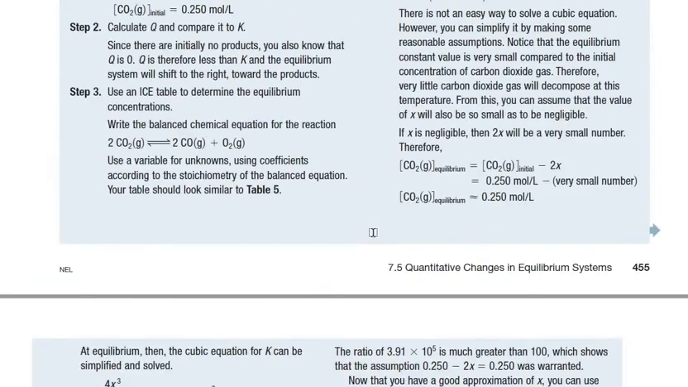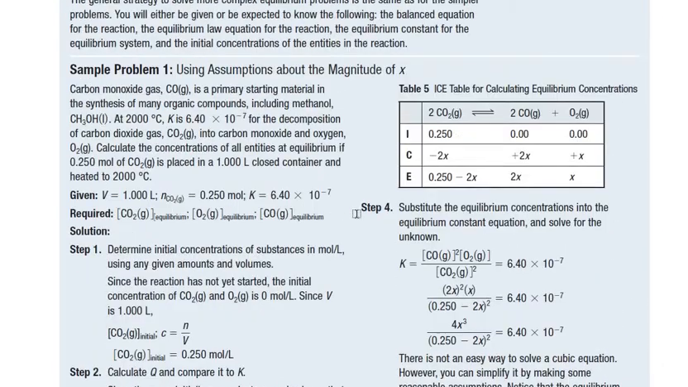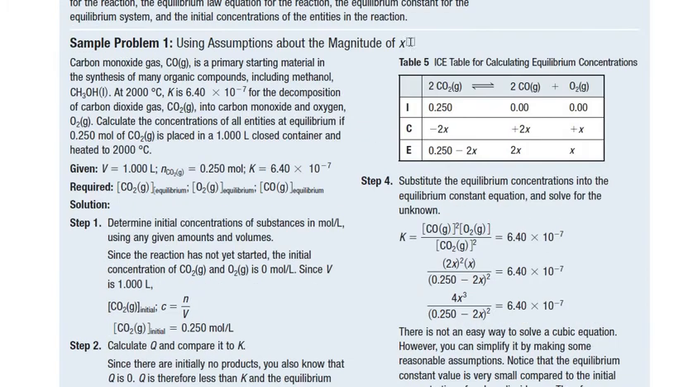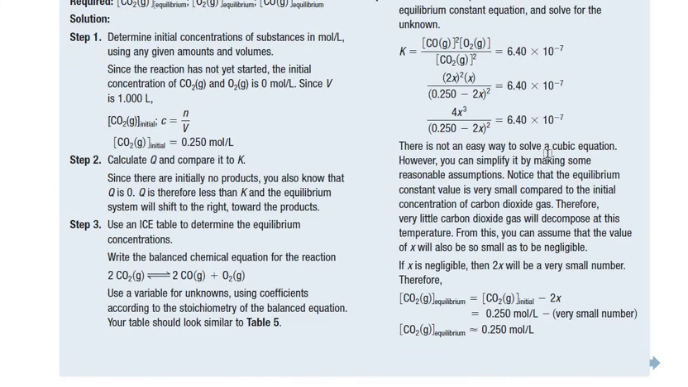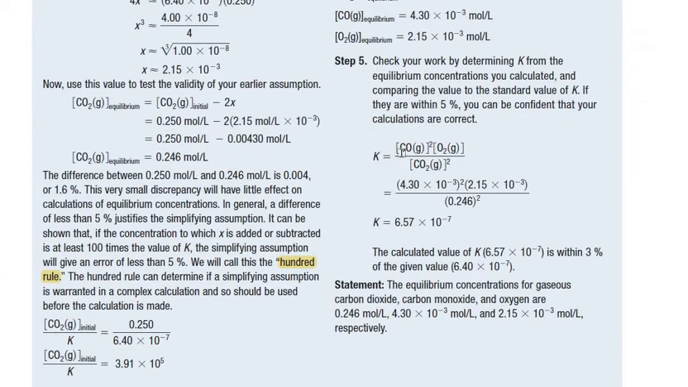If we go back to the reaction, we had 2 CO2 gives 2 CO plus O2. So K equals the concentration of CO to the power of 2 times O2, divided by CO2 to the power of 2. We substitute everything and find the K value. The calculated value is within 3% of the given value, so we tested and checked that it's okay. This part is extra, just for testing the answer.